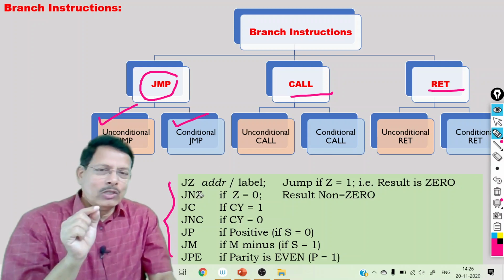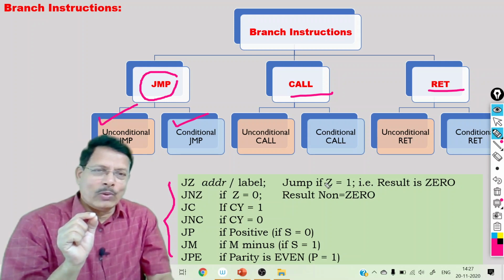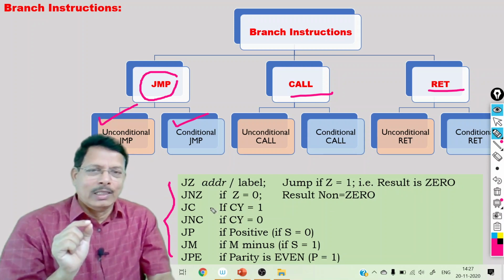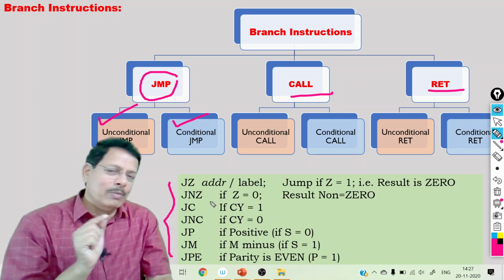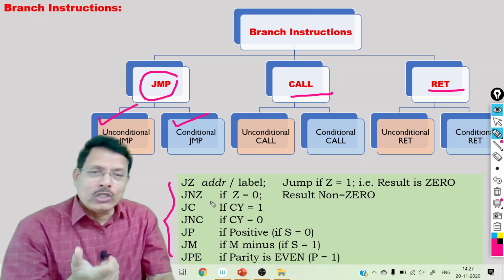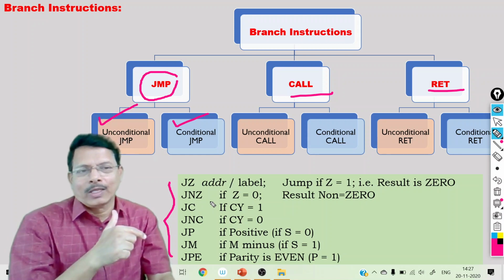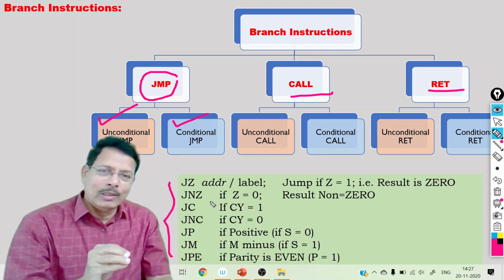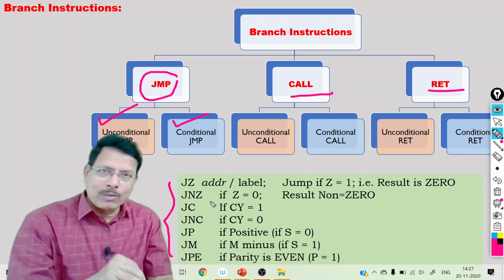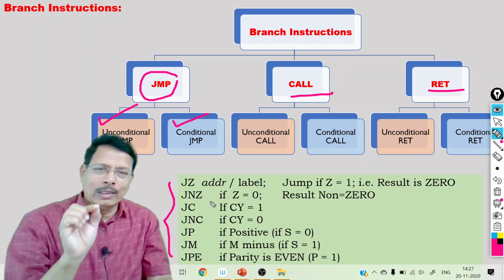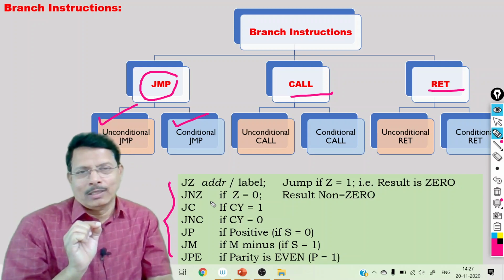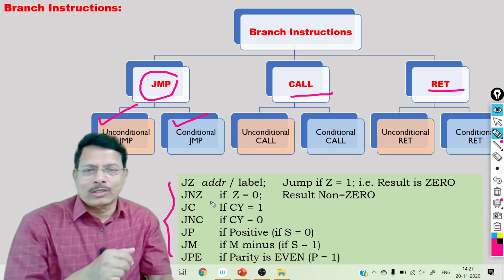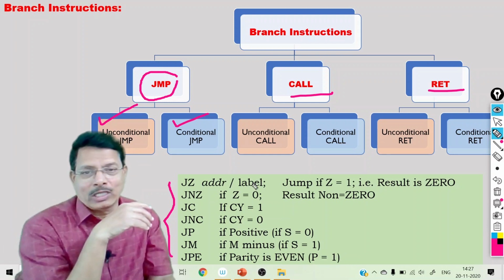So for the zero flag, we have jump if zero. That means if result zero has occurred. JNZ means if the result is non-zero, then it will jump. I repeat, the jump will be followed, control will be transferred only if the given condition is met. Else, it continues with the next sequential instructions. That means there is no branching.